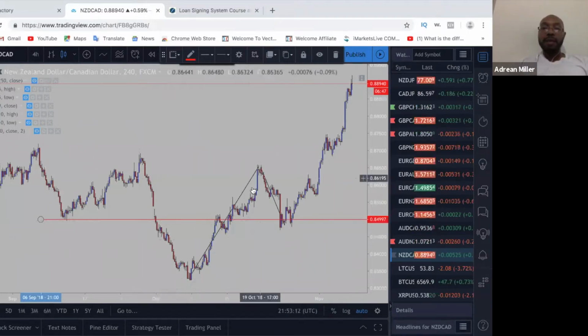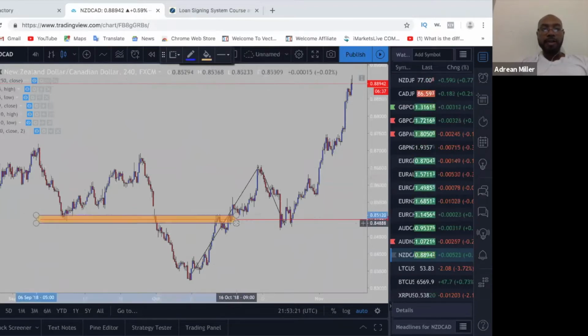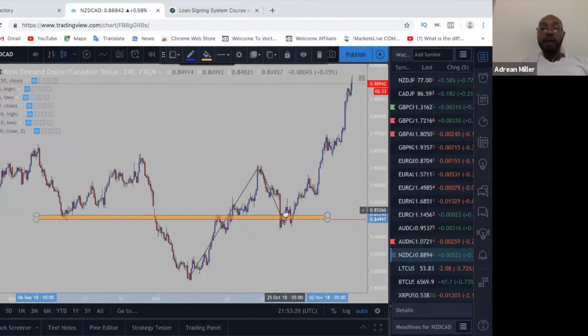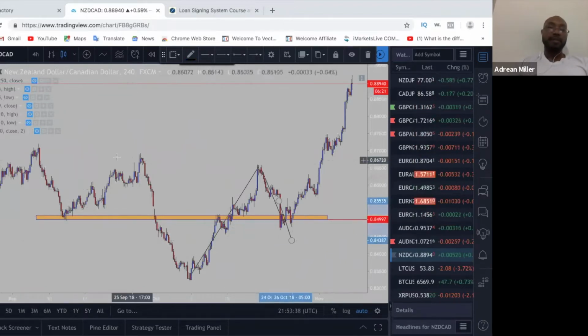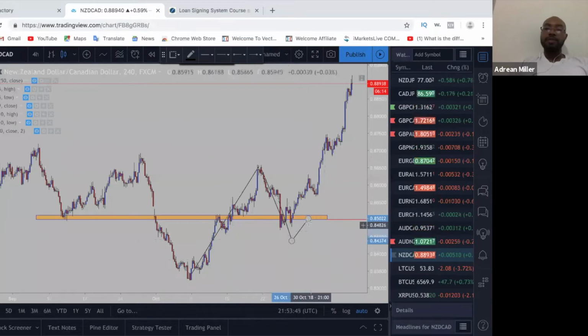So what do I mean by this? If you look at this again, like I said, impulse move, correction, look to the left, what do we have? We have structure to the left. So now we know there are two things we're waiting for. Either we see a continuation to the upside, or we should see a break of this, retest, and then continue to the downside.